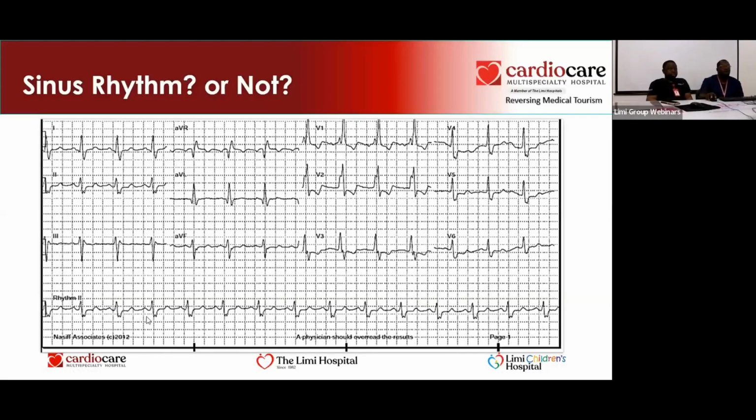So before every QRS, is there a P wave? The answer is yes. This is P, QRS. This is P, QRS. Then before each QRS, do we have a P wave? So this is QRS, this is P. This is QRS, P. QRS, P.